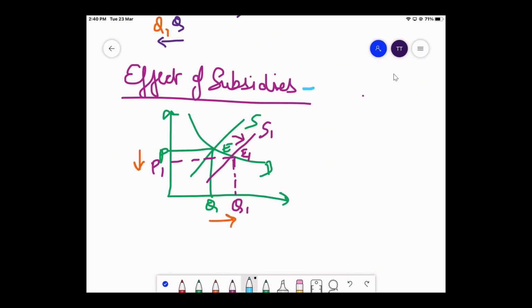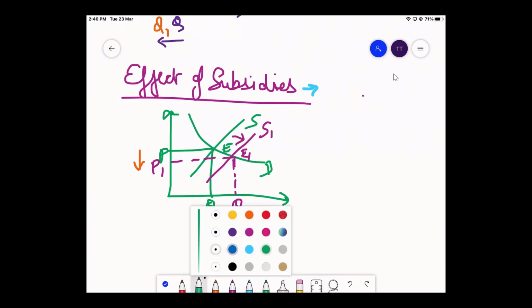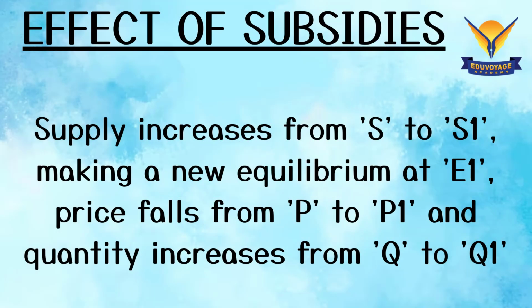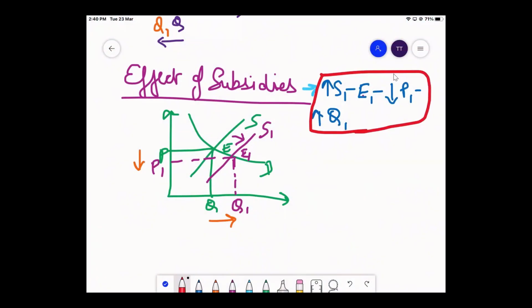So what happens here? In case of subsidy, your supply is increasing to S1, making a new equilibrium at E1. Price is falling from P to P1 and quantity is increasing from Q to Q1. This is the result of subsidy in the market. So now, when you make this diagram and explain it, listen to the exact words you will write.